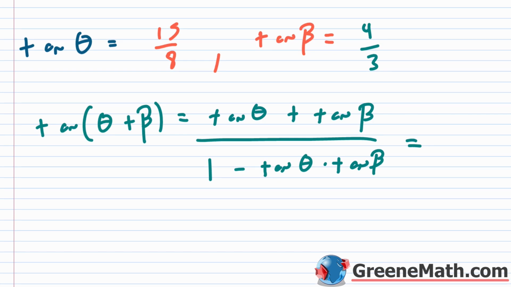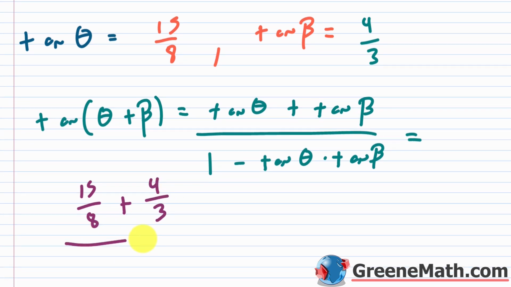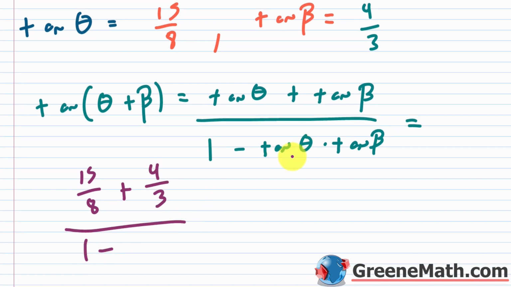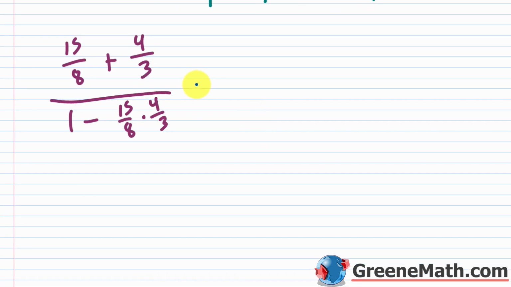So let's see what we're going to have. The tangent of theta is 15 over 8, plus the tangent of beta is 4/3. This is over 1 minus the tangent of theta, again, is 15 over 8, and then times the tangent of beta, which is 4/3. Okay, so lots of different ways to simplify here.